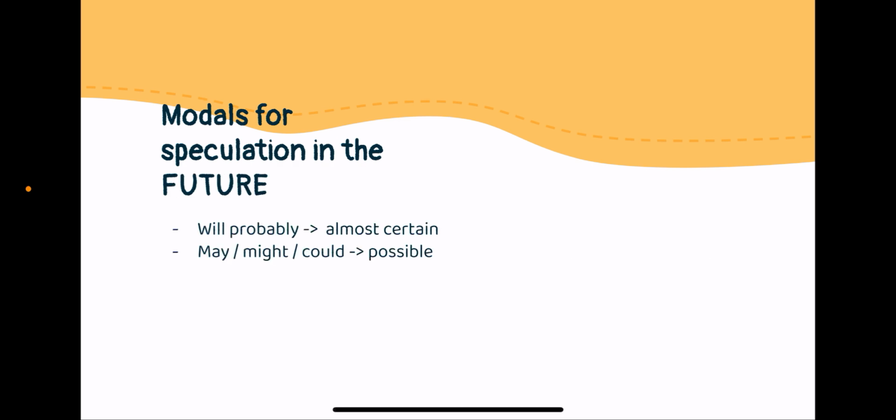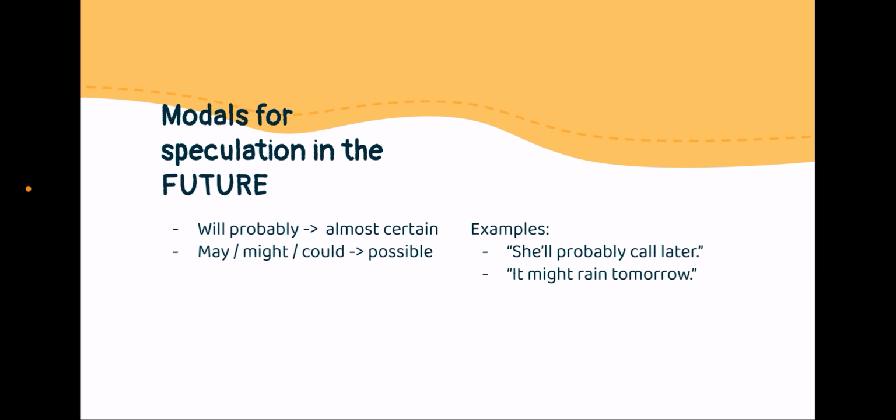So now the modals for speculation in the future are different. You say will probably when you're almost certain about something, and may, might, or could when there's a possibility of something happening. So let's see some examples. She'll probably call tomorrow. So you're almost certain that she will call tomorrow. And: It might rain tomorrow, which means there's a possibility that it will rain tomorrow.